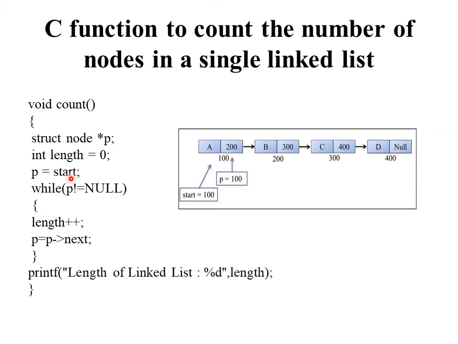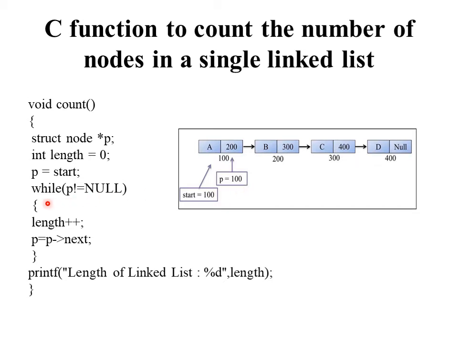Then P is equal to start. Now P also contains the address of the first node, means P is pointing to the first node. Okay, because start contains 100, the address of the first node, so here P is equal to start, that's why now P is equal to 100.